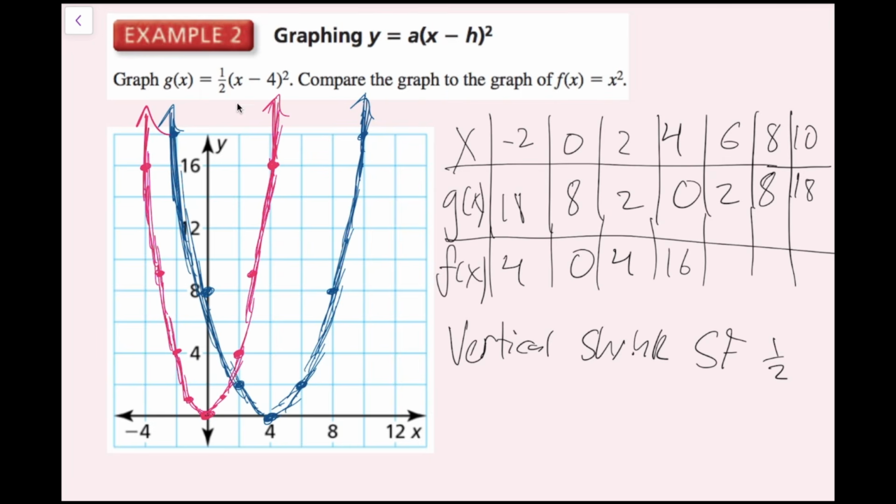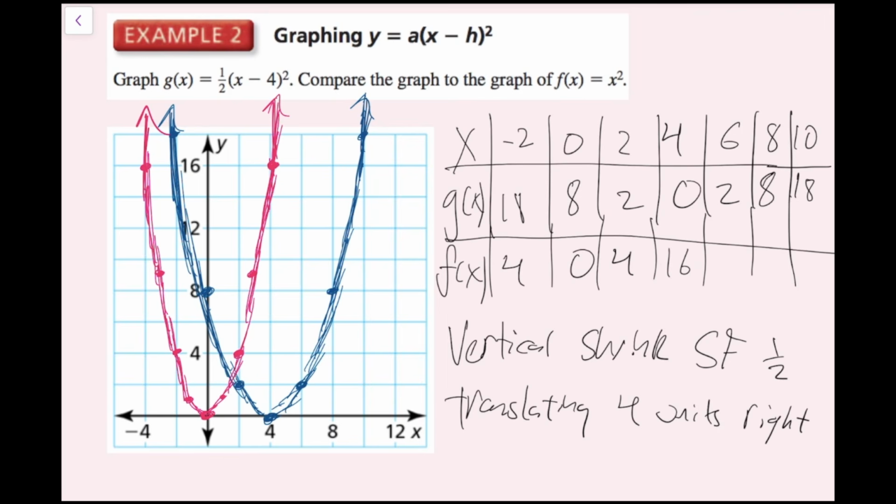Okay, there's no negative sign on the outside, so that means that there's not going to be a reflection. Okay, and now this -4, as you can see, this means that I'm translating this function 4 units to the right. And because it's -4, I'm going to the right. If this was +4, it would go to the left. So then I'm translating 4 units right.